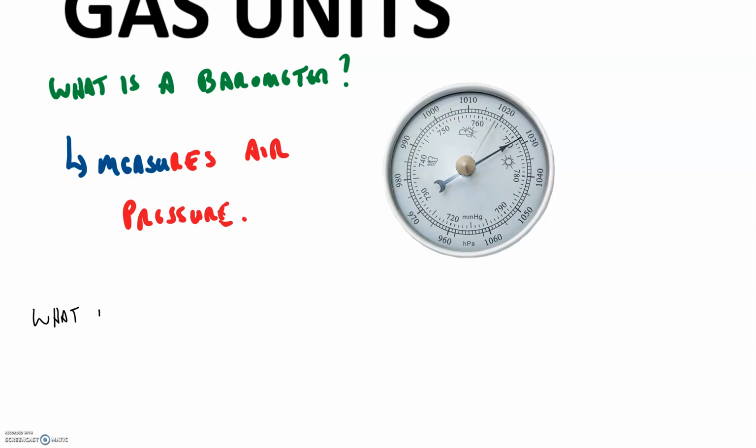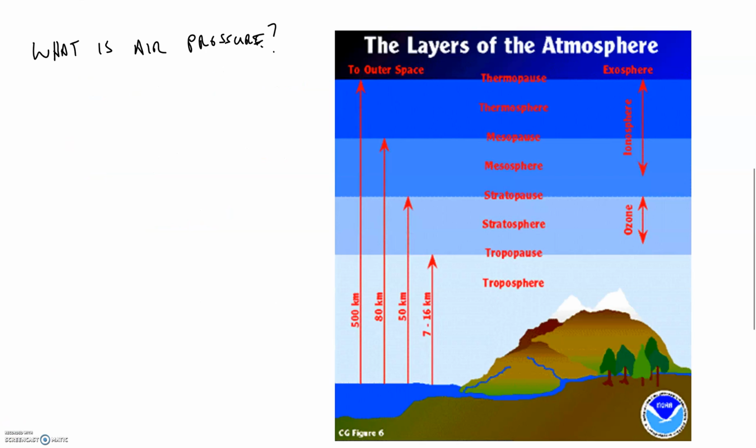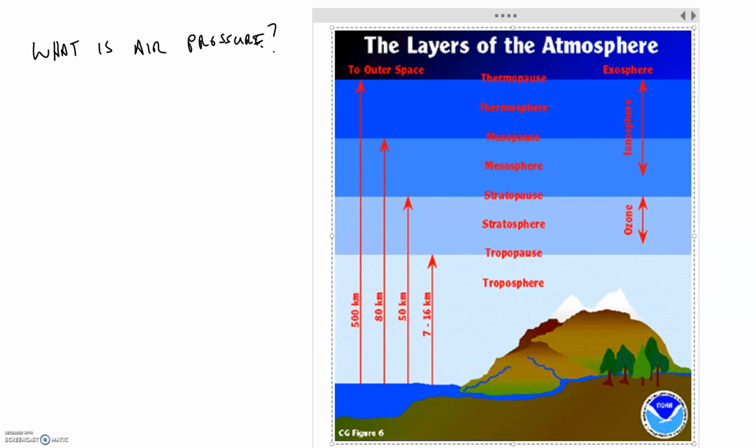So let's take a look at what is going on with our atmosphere. In fact, we're going to pretend that we are just going to take a little walk. And this is what we see above us. Our atmosphere is actually made up of a bunch of different layers. What we need to consider is the fact that air has mass.